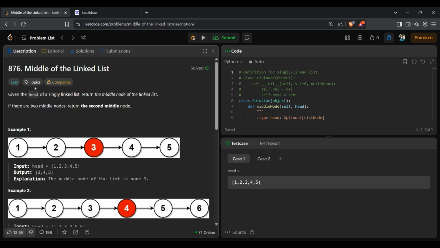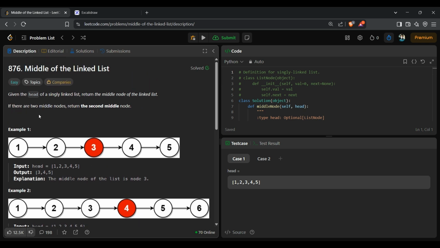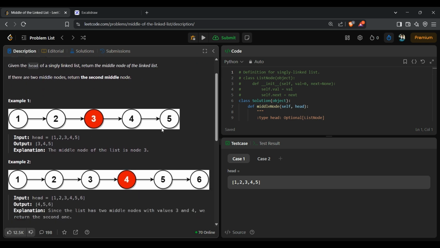Hello everyone. Today we're looking at the Leetcode question, middle of the linked list. Okay. So we are given a linked list and we have to return the middle element of the linked list. That means if there are five elements in the linked list, we have to return the third one.